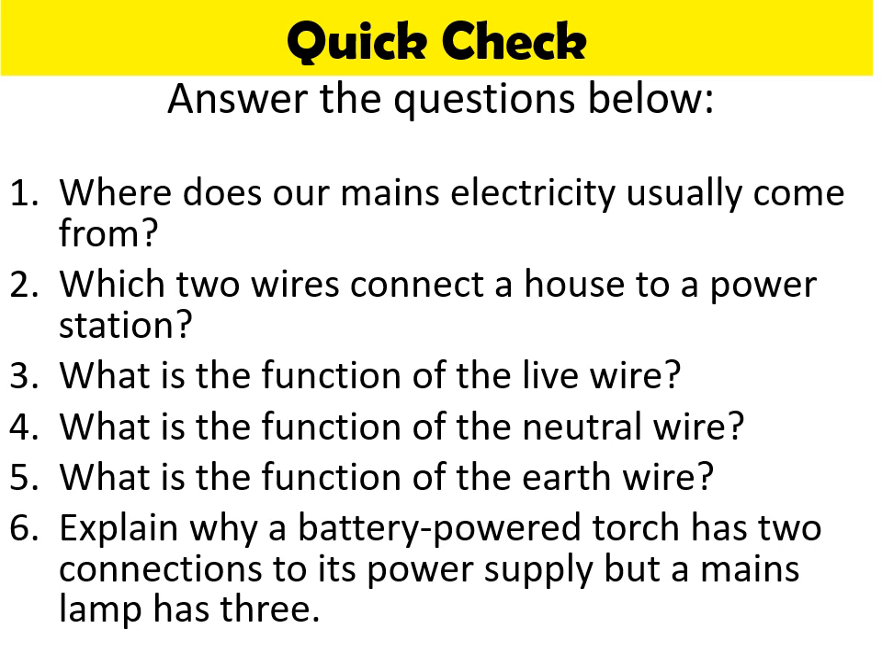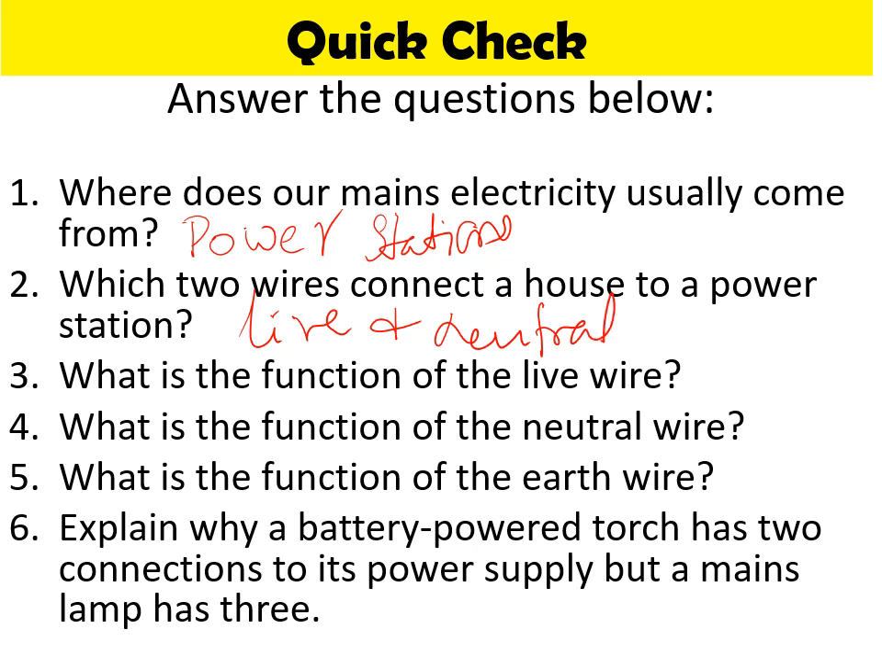Okay, so where does the mains electricity come from? We have seen that in one of the slides. It comes from the power stations. State which two wires connect a house to a power station. So current has to enter the house, current has to leave the house. And entering and leaving takes place through the live and neutral wires. And that is exactly what the function of the live wire is. It carries current to the appliance. Function of the neutral wire, it carries current away from the appliance.